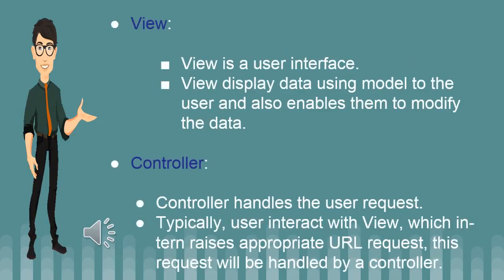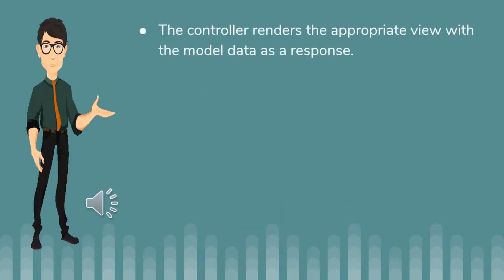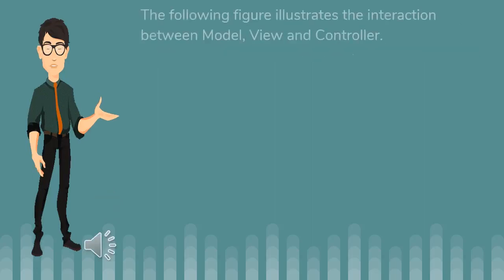View is a user interface. View displays data using the model to the user and also enables them to modify the data. Controller handles the user request. Typically, the user interacts with the view, which in turn raises an appropriate URL request. The request will be handled by the controller. The controller renders the appropriate view with the model data as a response.